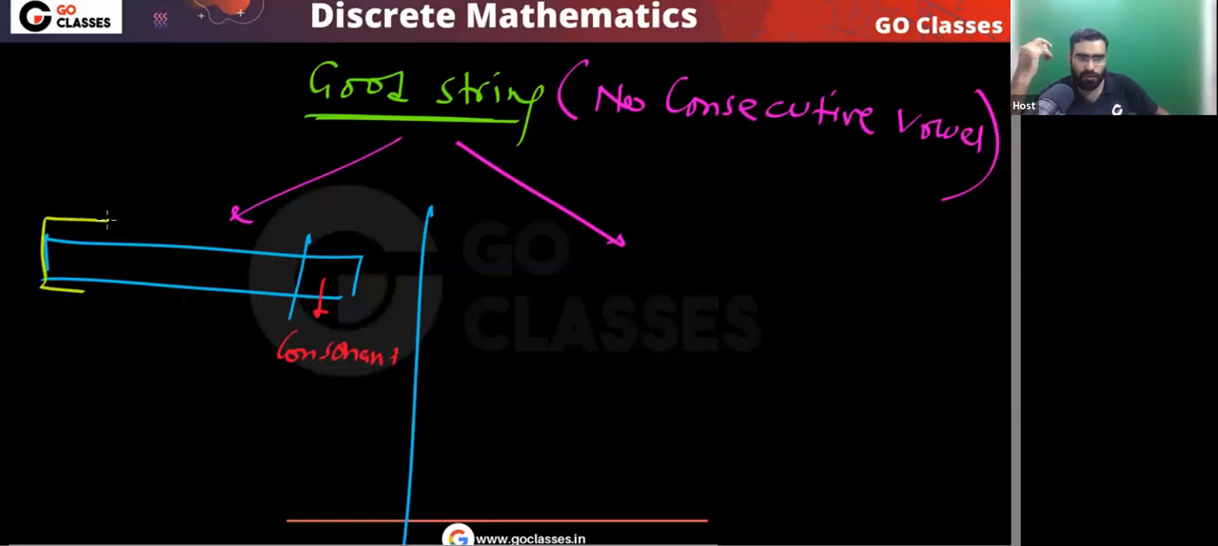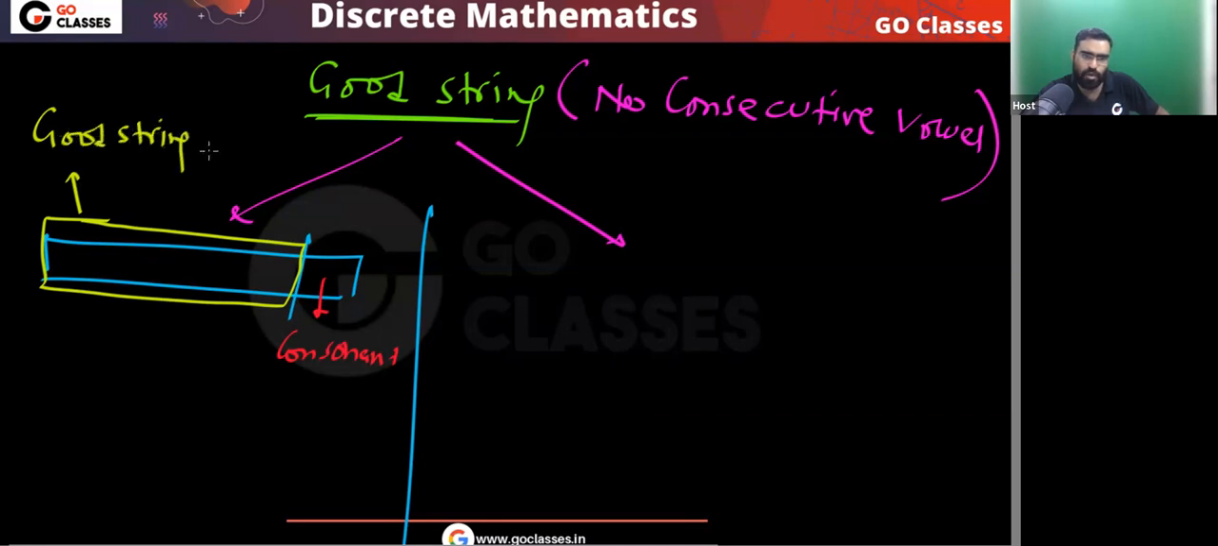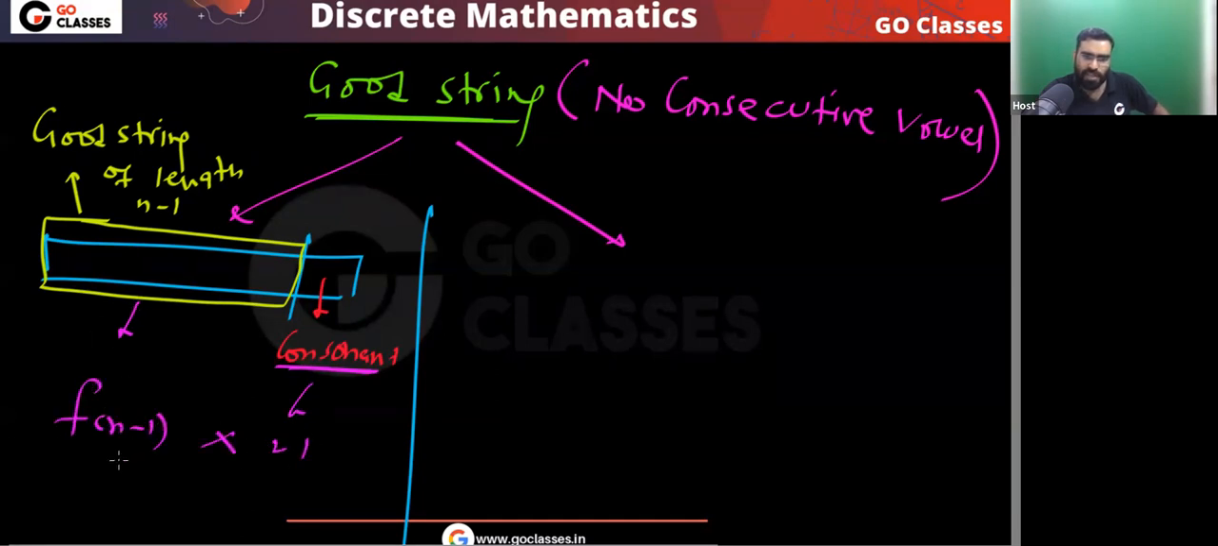If you are ending with a consonant, then remember the rest must be a good string of length n minus 1. So here, for the number of consonants, there are 21 choices, multiplied by a good string of length n minus 1.